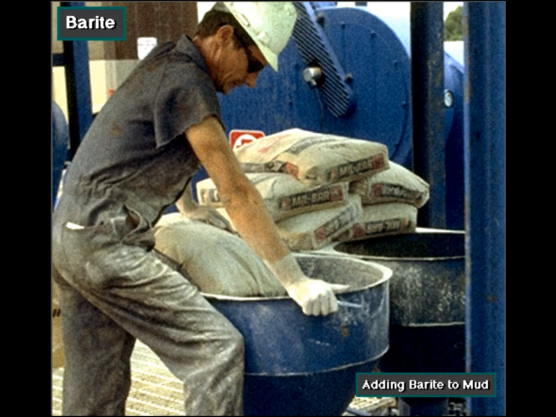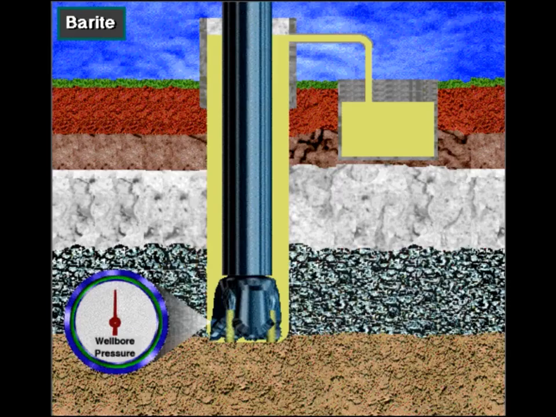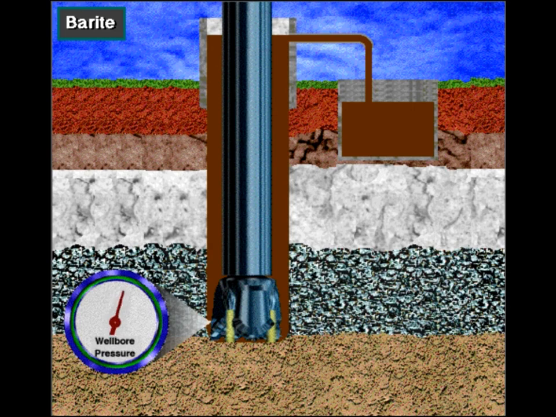The crew adds barite to mud to make it heavy or dense. Barite is over 4 times heavier than water. Dense mud exerts more pressure than light mud.